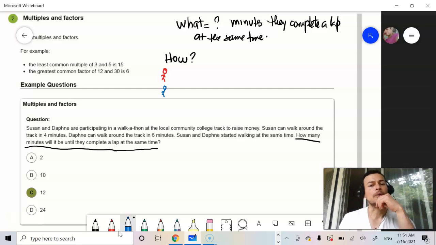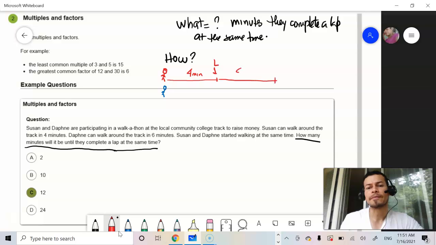Okay, so now how? Well, I'm going to draw Susan here in red, and I'm going to draw Daphne in blue. Okay, so they start walking. Susan is faster because she can walk the whole thing in 4 minutes. So in 4 minutes she completes one lap, and I'm going to put here one lap. In 4 minutes more, she completes 2 laps. In 4 minutes more, she completes 3 laps. Right?